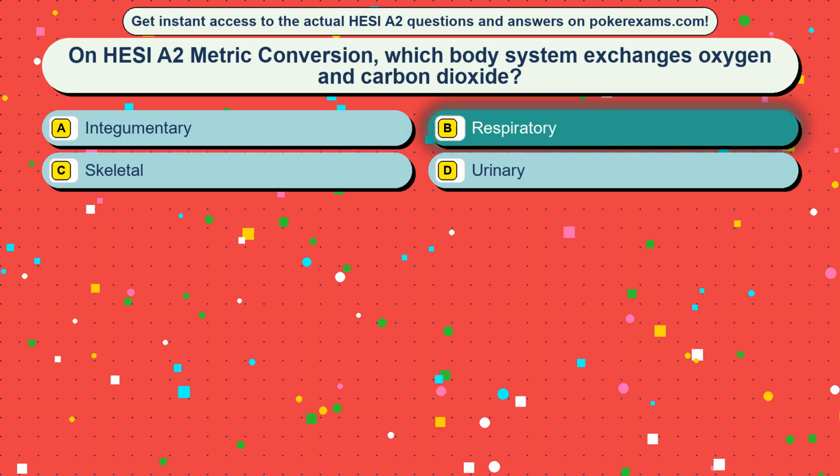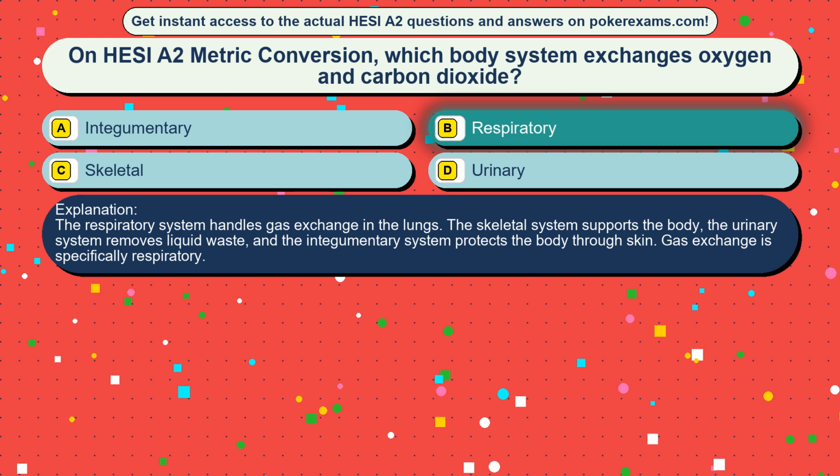The correct answer is option B, respiratory. The respiratory system handles gas exchange in the lungs. The skeletal system supports the body, the urinary system removes liquid waste, and the integumentary system protects the body through skin. Gas exchange is specifically respiratory.